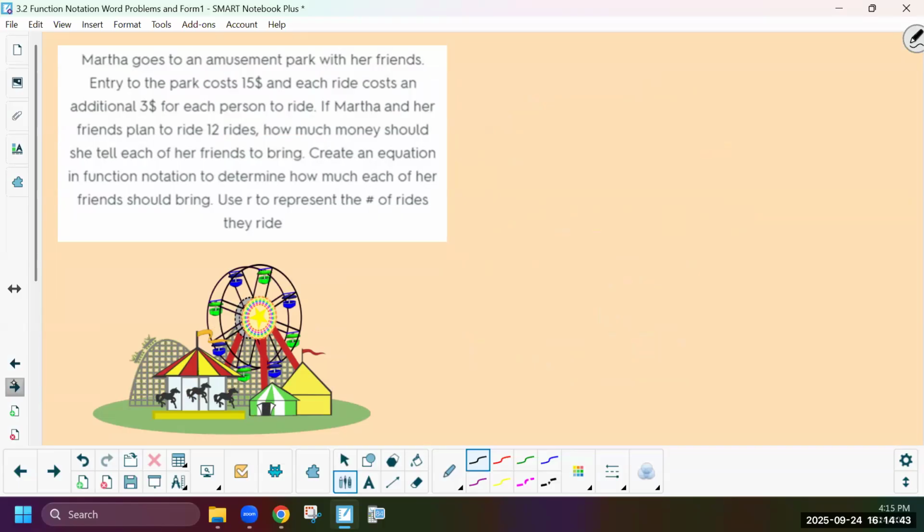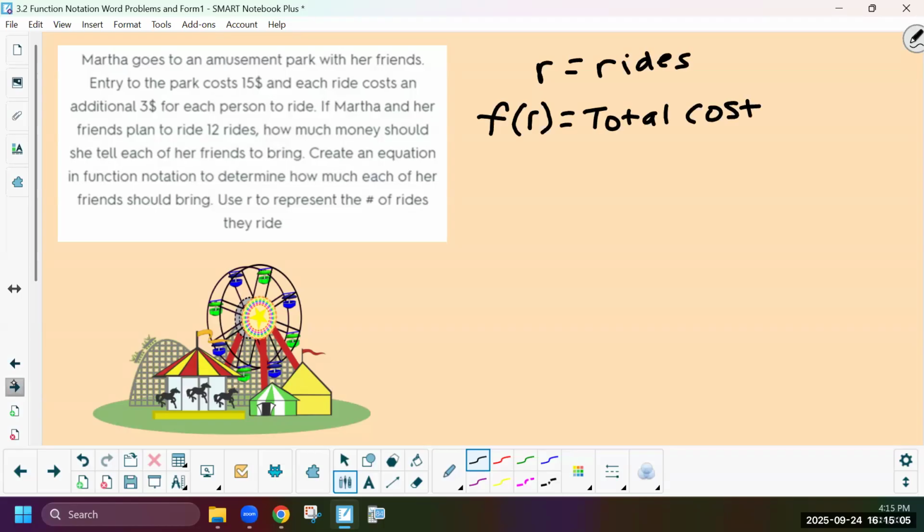Okay, so in this case, we're going to say R, or if you want to, you can use x, it doesn't matter. But since they said R, we're going to say R's rides. Sometimes they like switching up the variables. Okay, so then that means that f of R instead of f of x would represent the total cost as well. So go ahead and pause the video and see if you guys can write the initial function notation and then evaluate for if the friends plan to ride 12 rides.